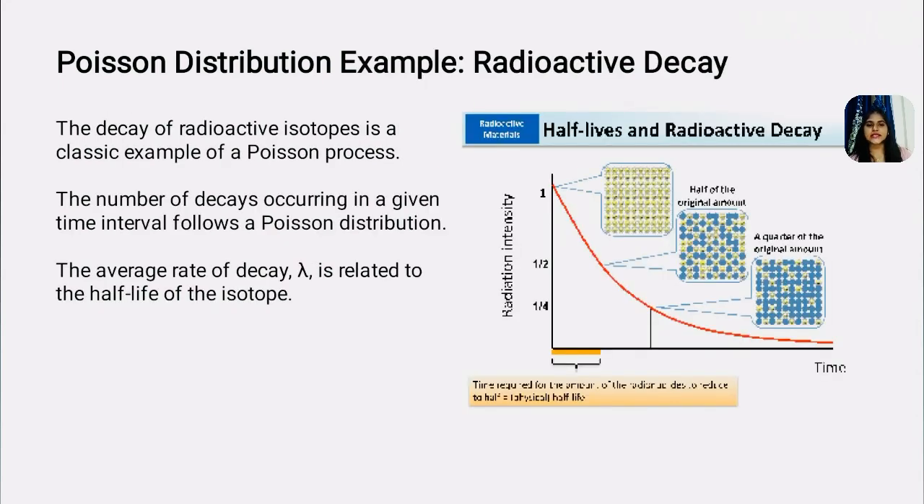Poisson distribution example, that is radioactive decay. The decay of radioactive isotopes is a classical example of a Poisson process. The number of decays occurring in a given time interval follows a Poisson distribution. The average rate of decay, lambda, is related to the half-life of the isotope.